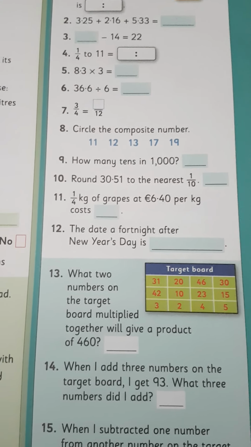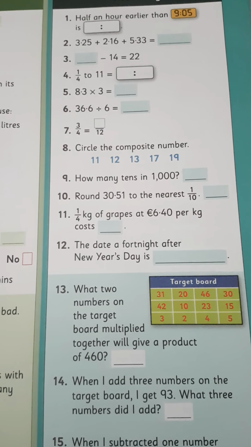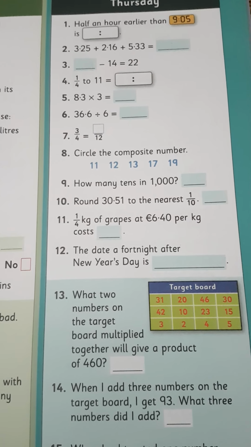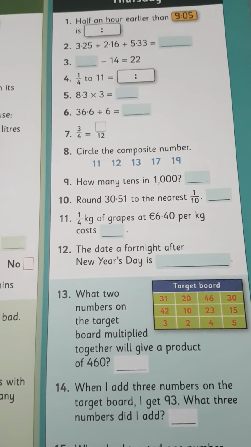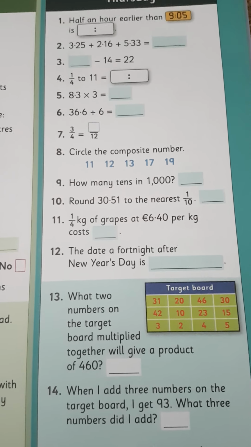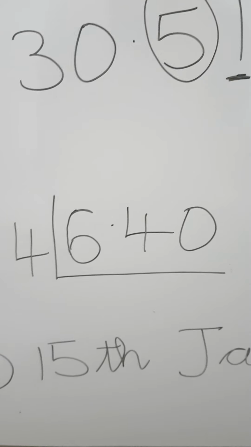Question 11. 1/4 kg of grapes at €6.40 per kg costs what? So I know 1 kg costs €6.40, but I only want a quarter. So we've been doing fractions last week. So you know, if you want to find a quarter of something, you're going to divide by the bottom and multiply by the top. So we're going to just divide it by 4 first.